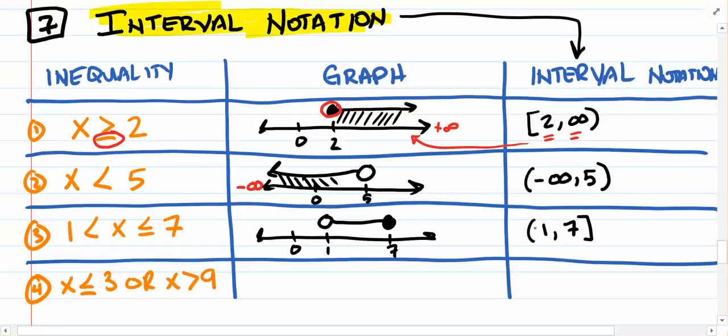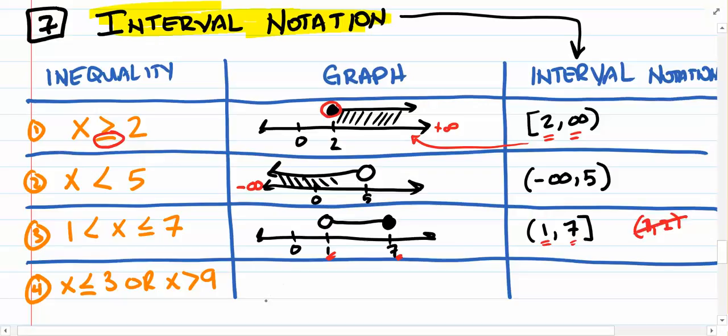So notice that's in the same order of the number line. 1 is on the left, 7 is on the right. It's important to write it in that order. It would be wrong of us to write it like this: 7, comma 1. That would be wrong. We don't want to do that. So we write it in the right order.